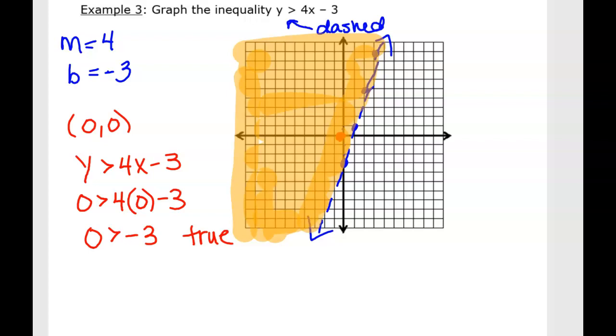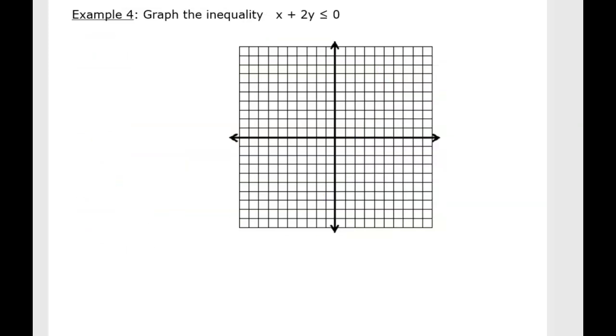Okay, so let's try the next one. We're going to graph the inequality x plus 2y is less than or equal to 0. First, I need to put it in slope-intercept form. So I'm going to start by subtracting x from both sides. When I do that, I get 2y is less than or equal to negative x plus 0, but I'm not going to worry about writing plus 0. And then I'm going to divide both sides by 2. So y is less than or equal to negative 1/2 x.